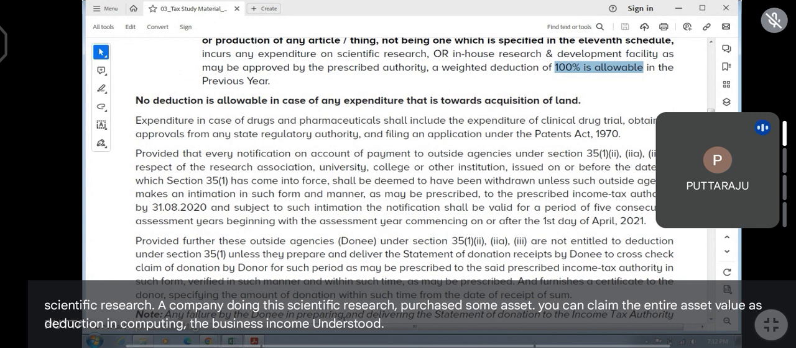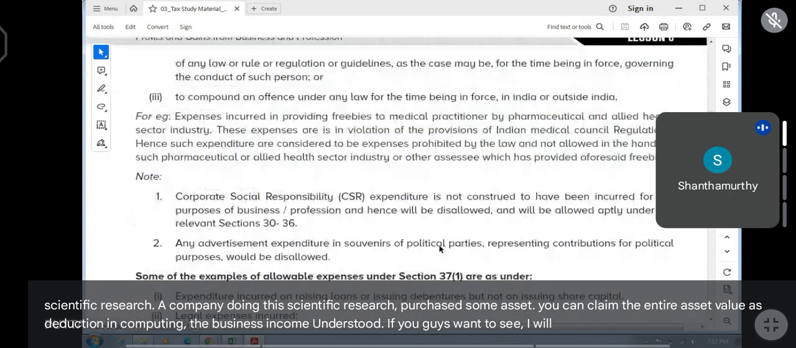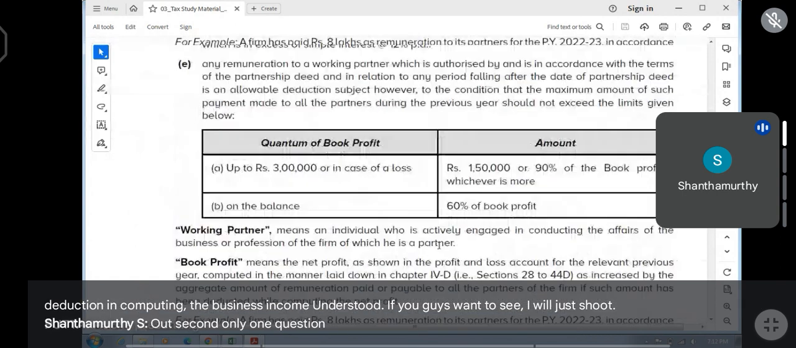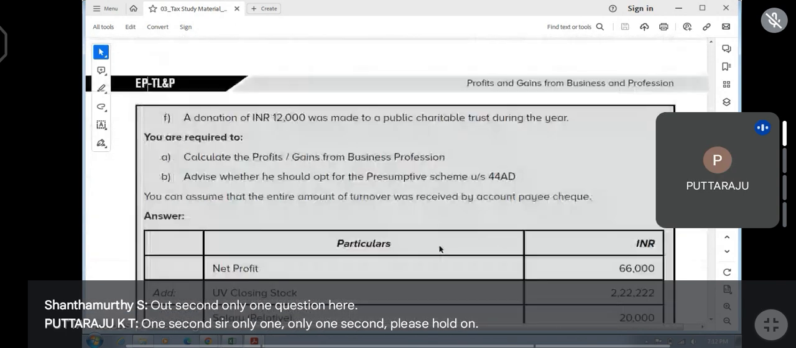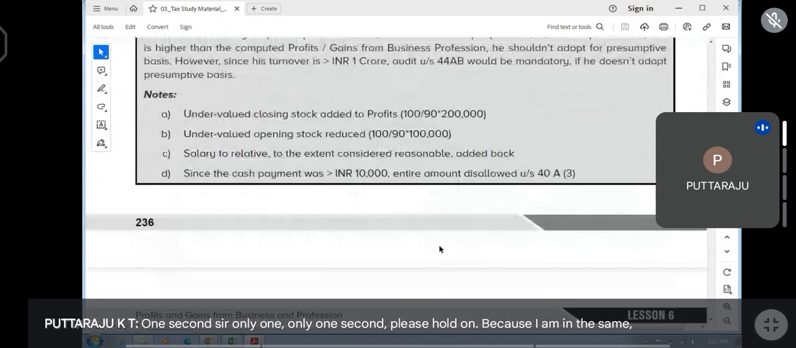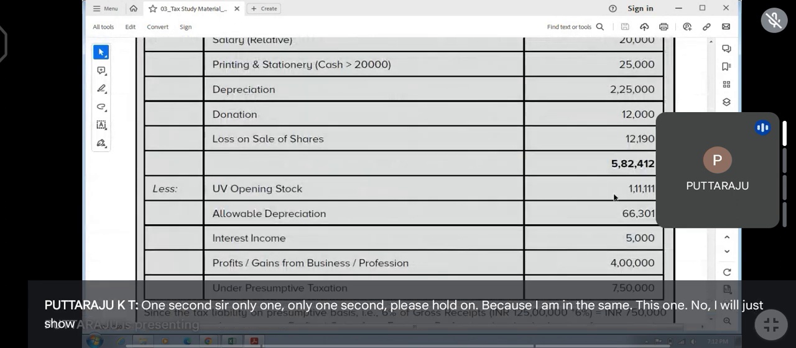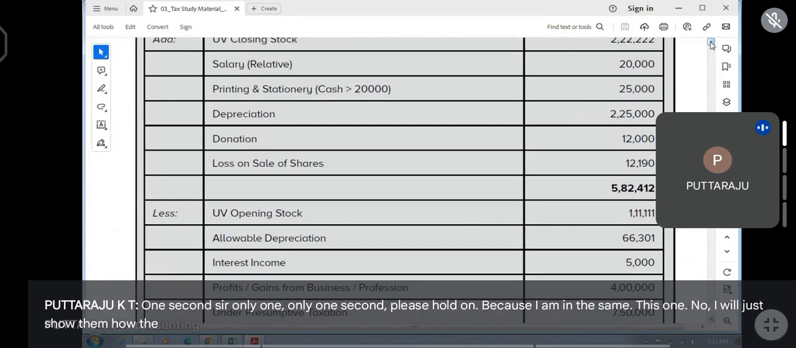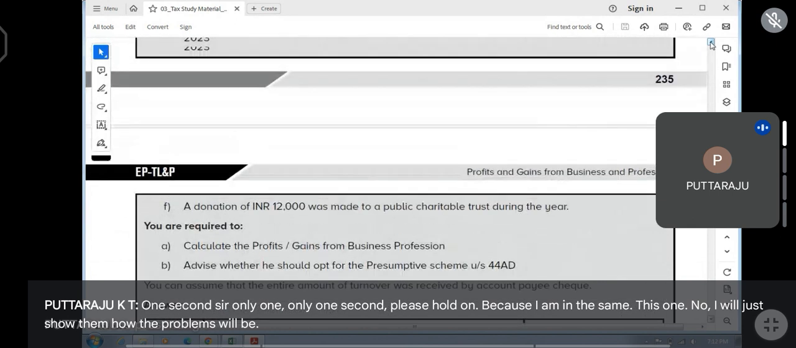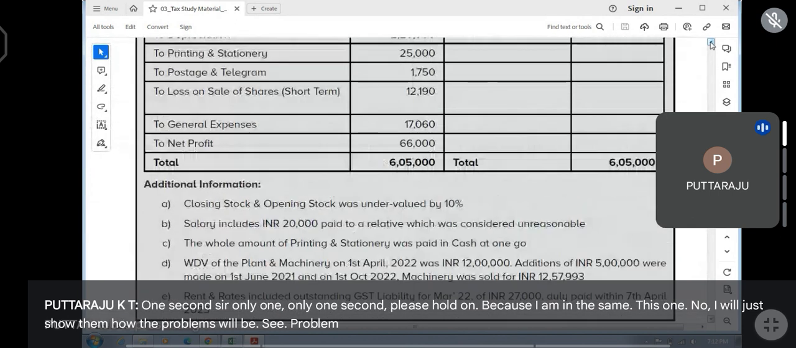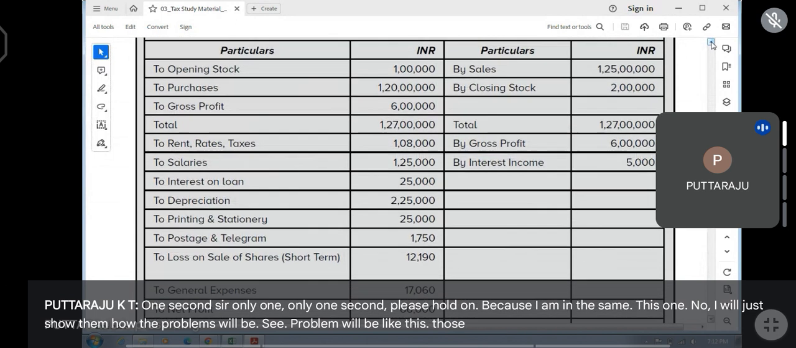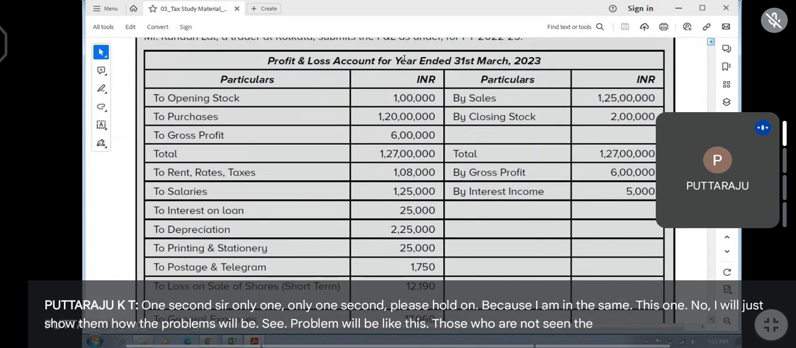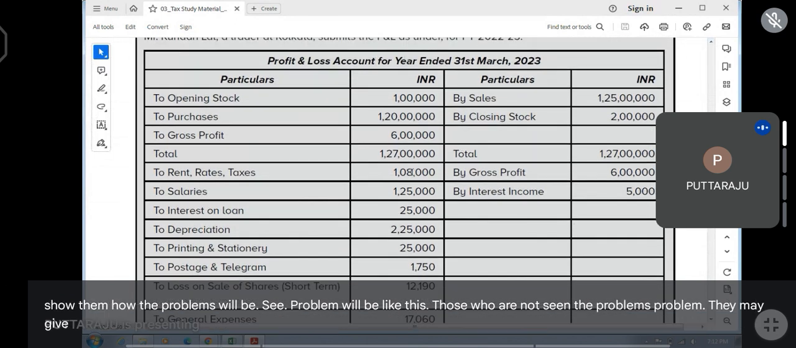If you guys want to see, I will just show. Sir, only one question here. One second, sir. Please hold on. I will just show them how the problems will be. See, problem will be like this. Those who have not seen the problem, they may give it like this.